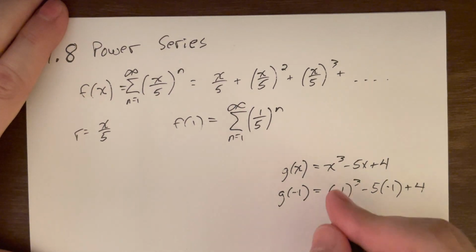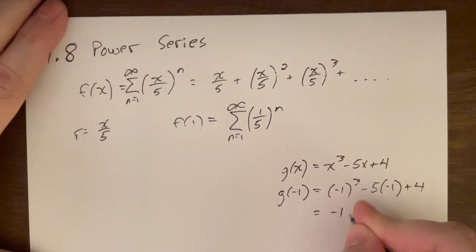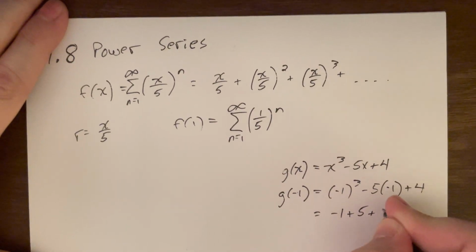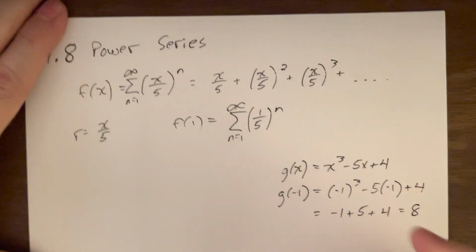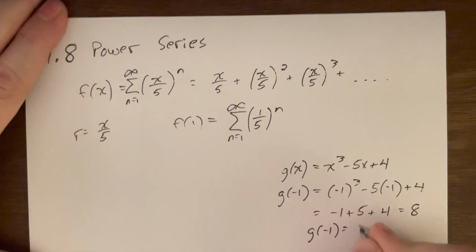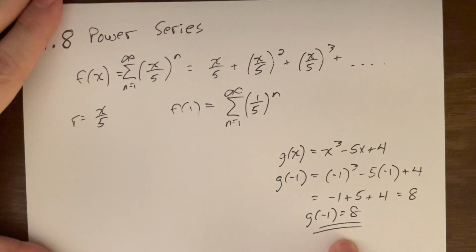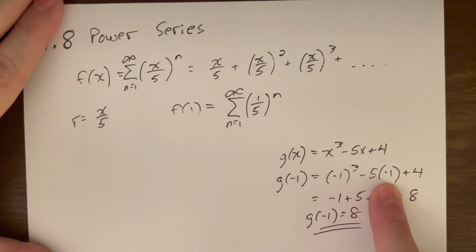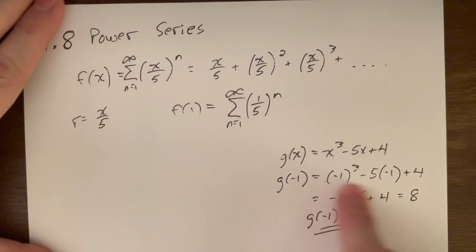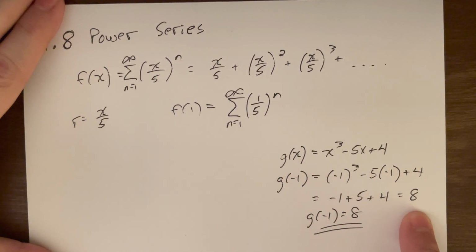Well, you go through, do the arithmetic. You get minus 1 plus 5 plus 4, so you would end up getting positive 8. So g of -1 equals 8. We plugged in that x coordinate, but then we did the work to then get the appropriate y.